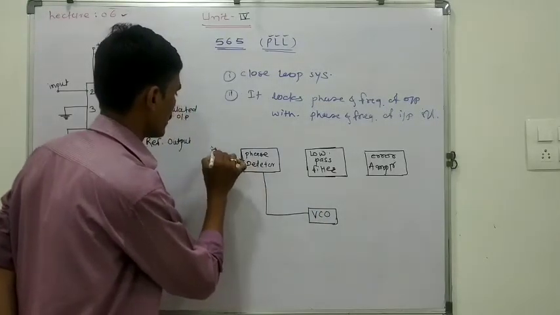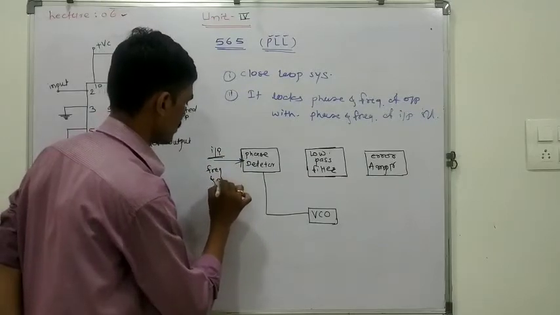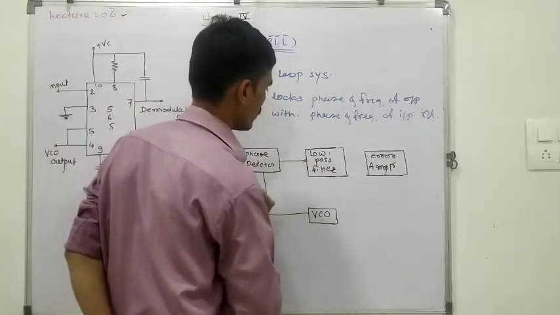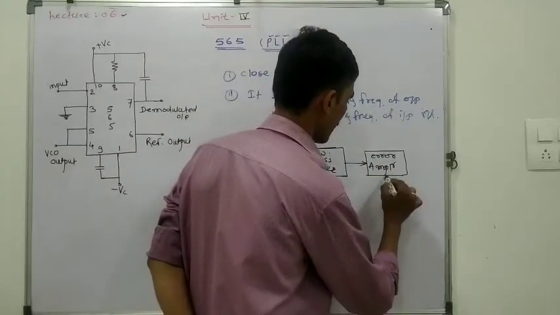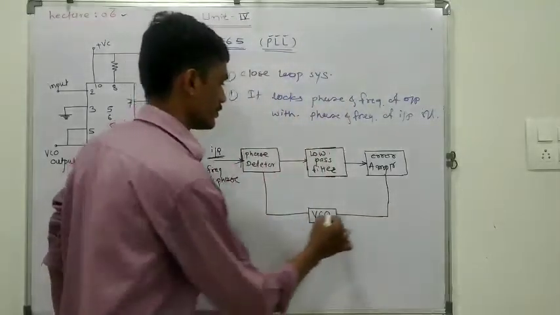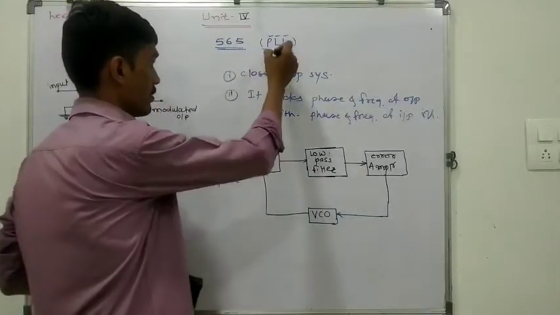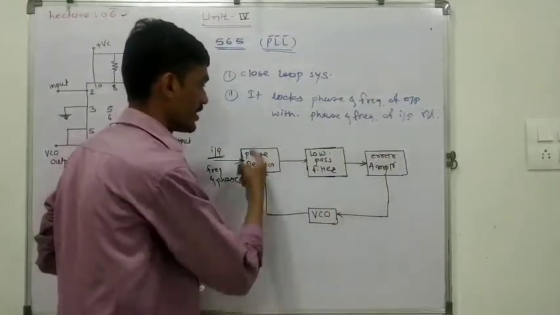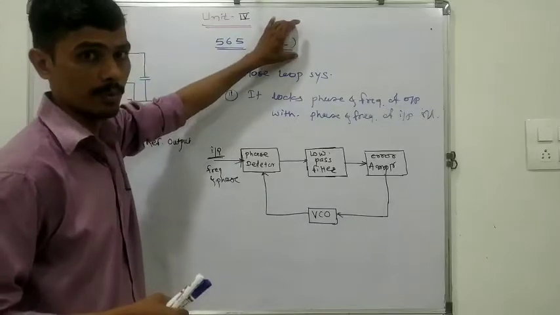Here we have to provide the input signal having some frequency and phase. The output of the phase detector is given to the low pass filter. The output of the low pass filter is given to the error amplifier, and the output of the error amplifier is provided to the VCO. Now we are going to discuss how this PLL works. This is the internal block schematic of any PLL circuit, that is phase lock loop.